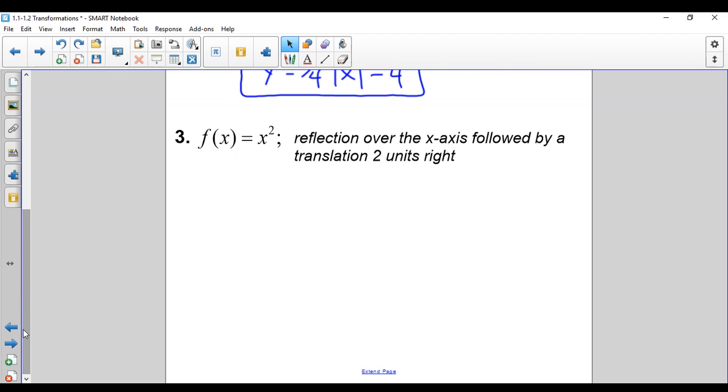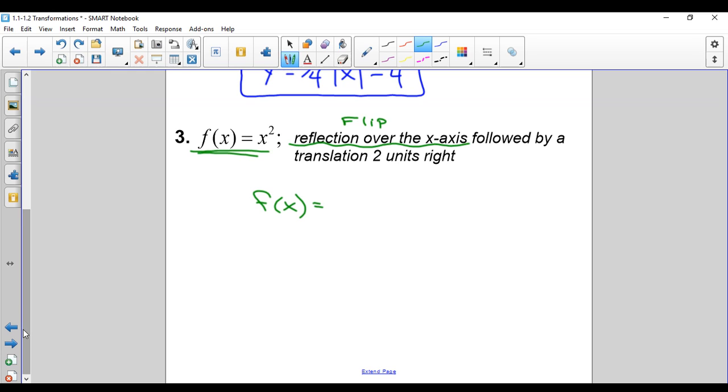Last one, reflection. That means a flip, followed by a translation 2 units right, and we're dealing with a quadratic. So we have f of x. I'm going to switch back here. Like I said, it doesn't matter if it's f of x or y. Reflection is a negative, followed by a translation of 2 units right. So I'm moving left or right, in this case right. So I go x minus 2 squared. That's my only transformations, and I'm done.